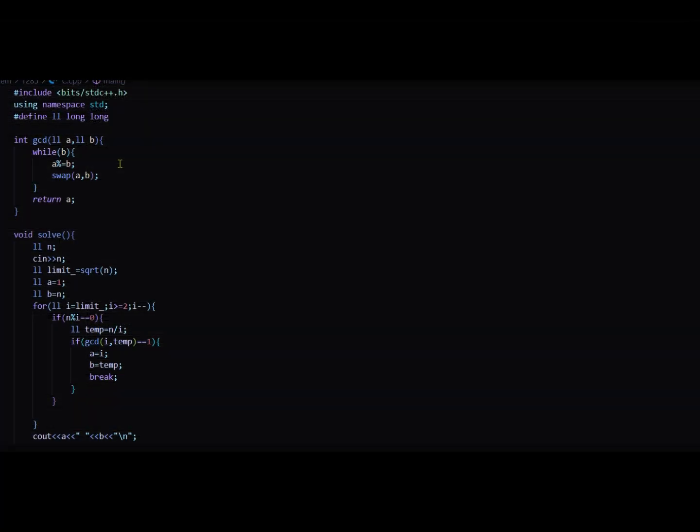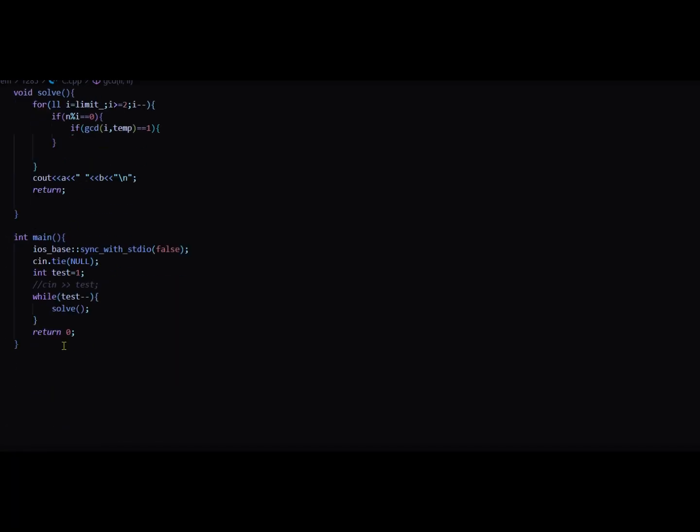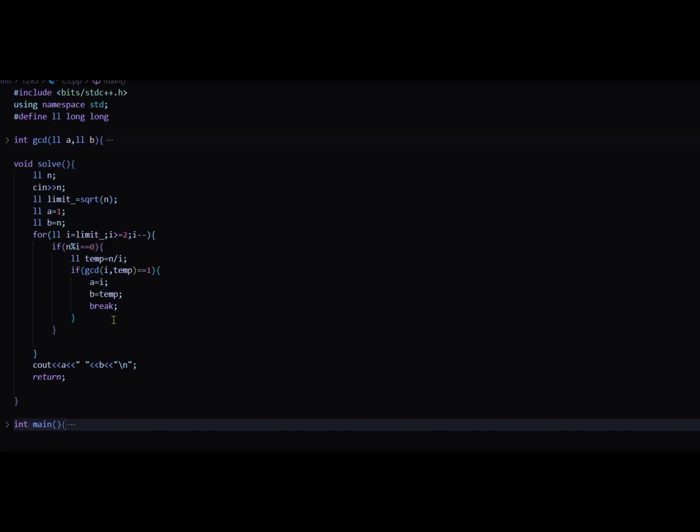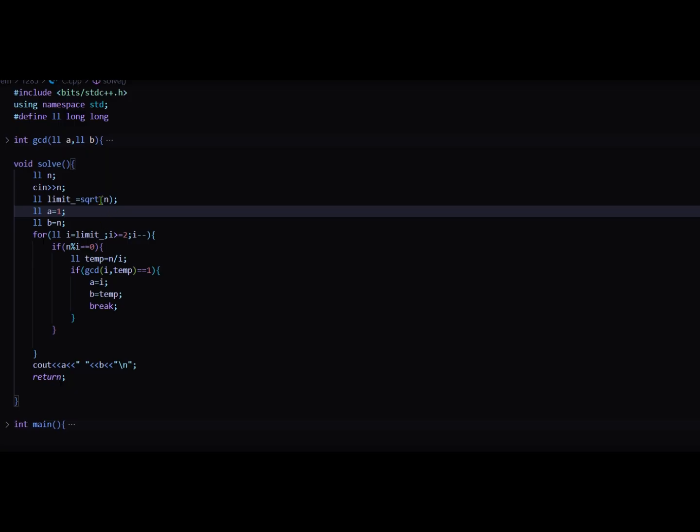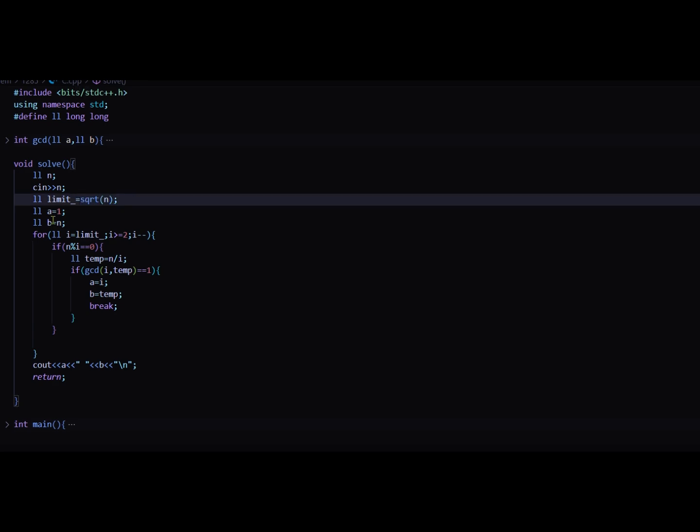This is the code we have written. It has a GCD function with long input, a custom GCD function. This is a normal GCD function we have. After this, we will just take a test input, since we are going to be testing with only one input, so we are using t equals 1 here. In the solve function, we are going to set the limit as the square root of n. We can also use some other optimization here, but it is not required as it is accepted.